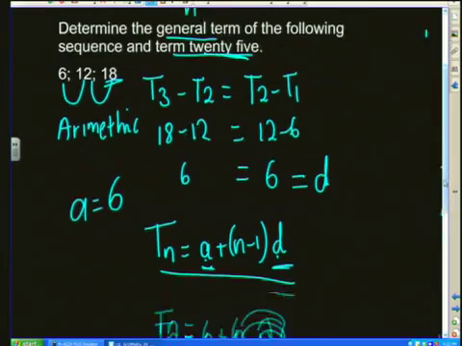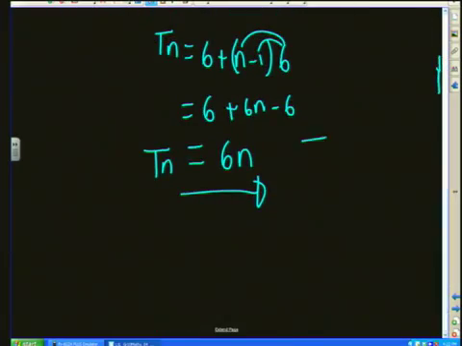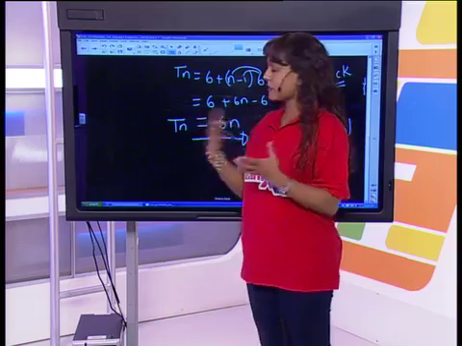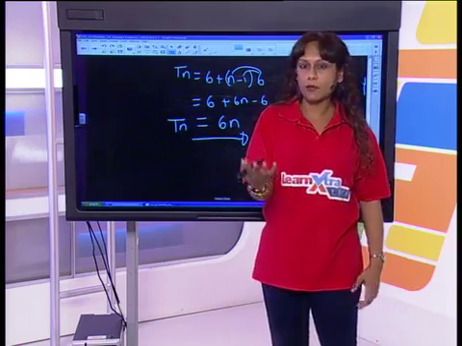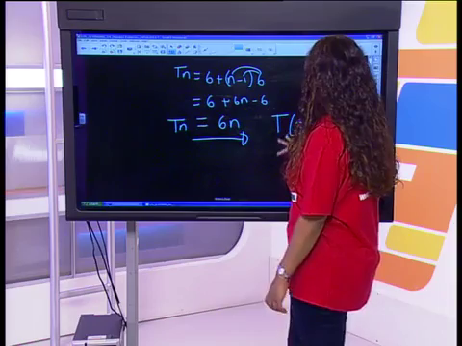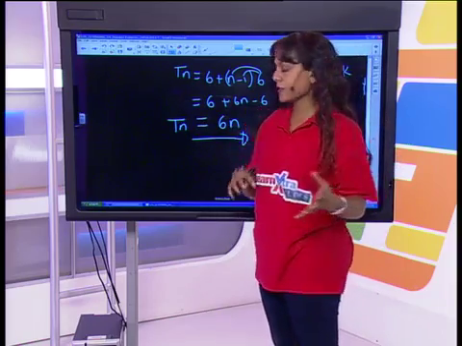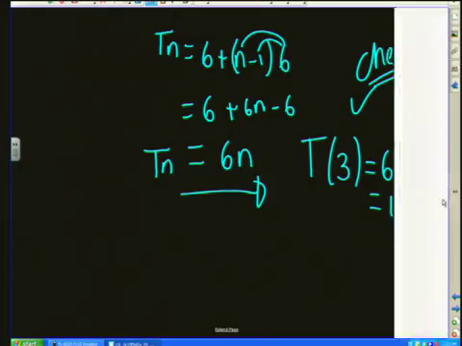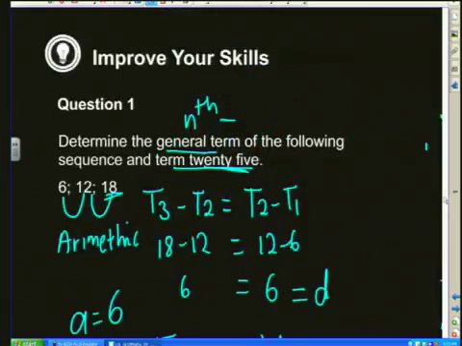So if I do that, I'm going to say T3, replace n with 3, is 6 times 3, which is 18. So therefore, I have checked. This check is just for yourself. It's not for any marks. It will just prevent you from losing any marks, because obviously if you make a mistake here, you're going to pick it up immediately. So we check it, we see, okay, it works out. Term 3 is in fact 18. The formula works out. All right. Now that we've got the general term Tn, they've asked us to find term 25.